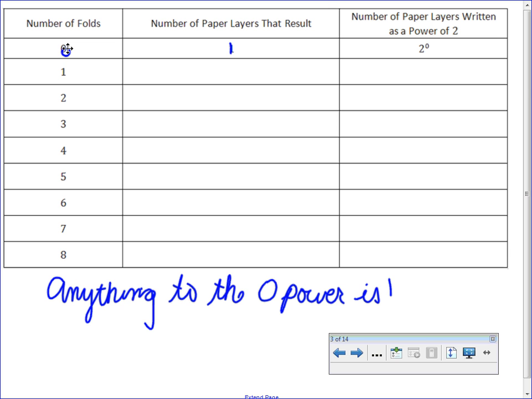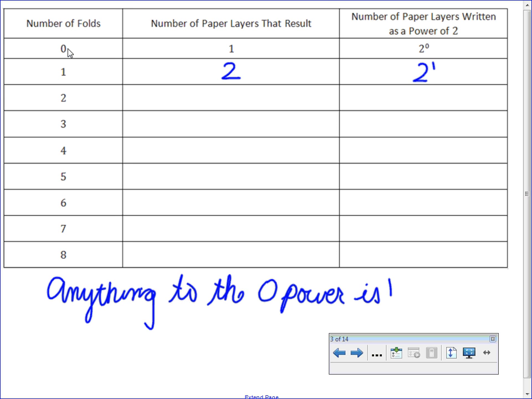So now you're going to fold it in half, as close to half as possible, any direction you want, hamburger or hot dog. Crease it. So now my 1 fold, how many folds are there? 1 fold, but it gives me how many layers? 2 layers. So my 1 fold gave me 2 layers. So how could I write that as an exponent? 2 to the first power. The number of paper layers written as a power of 2.